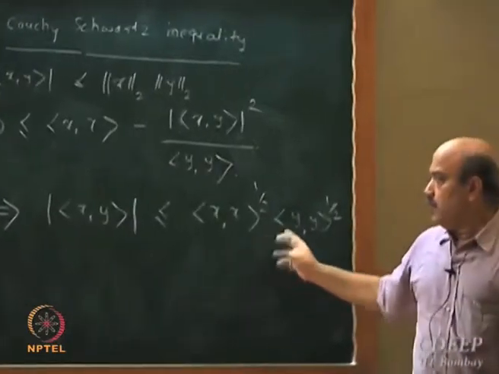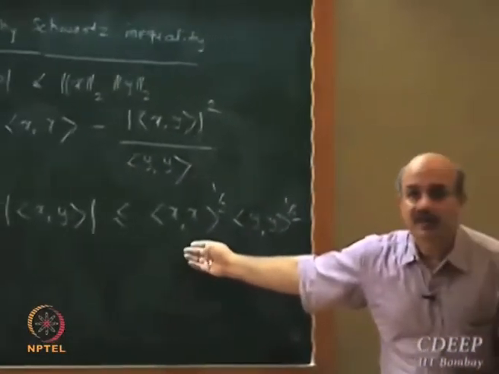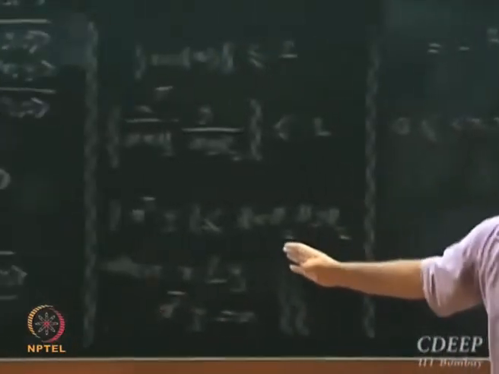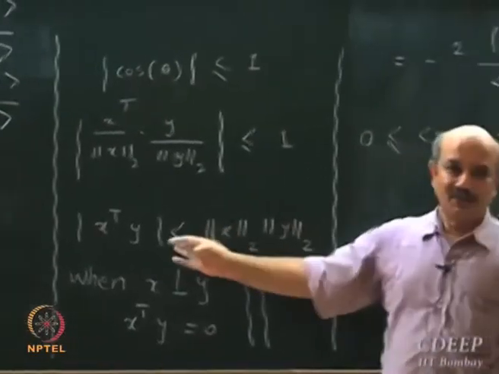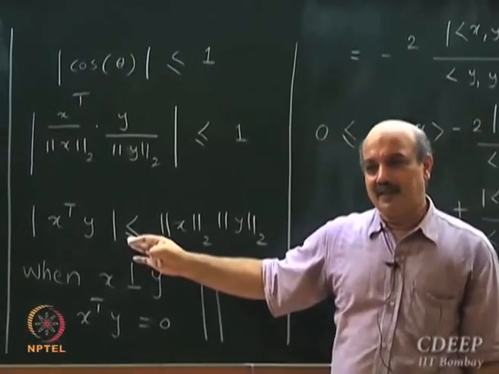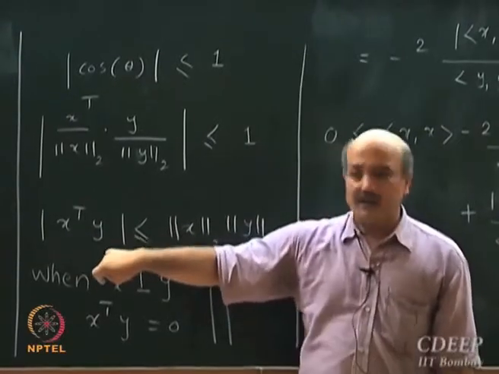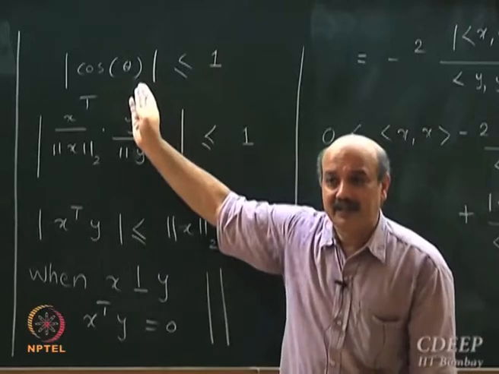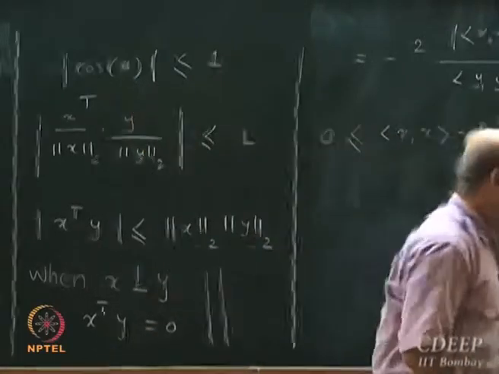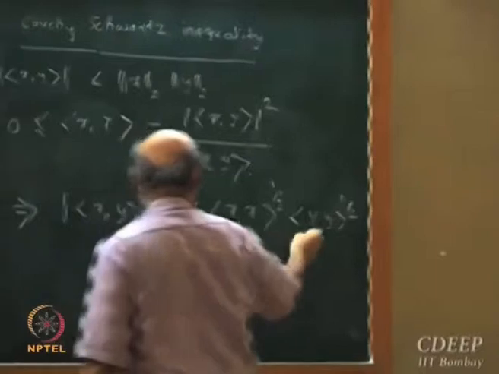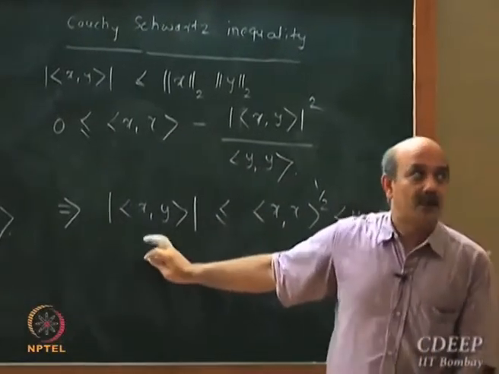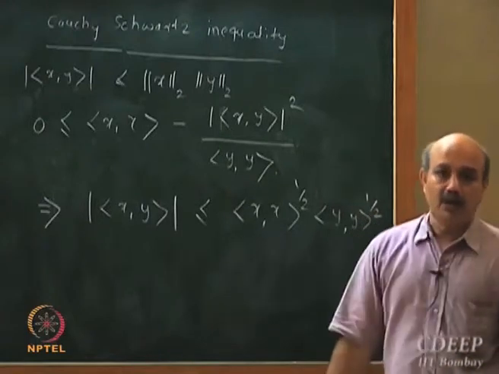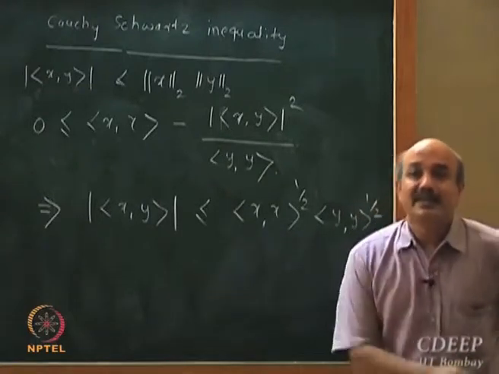Okay. So now, what is this? This inequality is same as this result in 3 dimensions, which we know. No difference. X dot product y, mod of that is always less than this, which is nothing but cos theta less than 1. Okay. So I have proved an inequality which is called the Cauchy-Schwarz inequality, and this helps us to prove the triangle inequality.